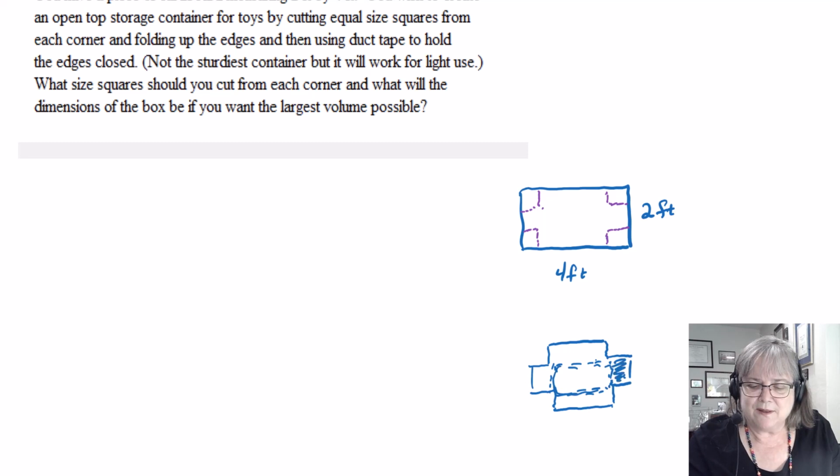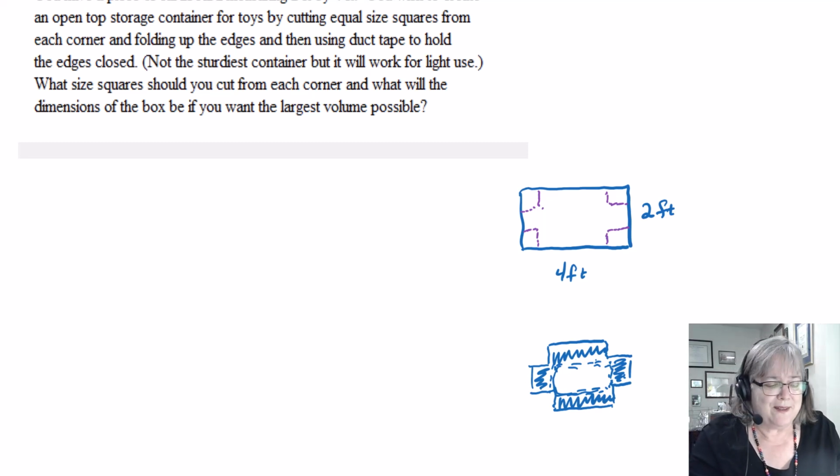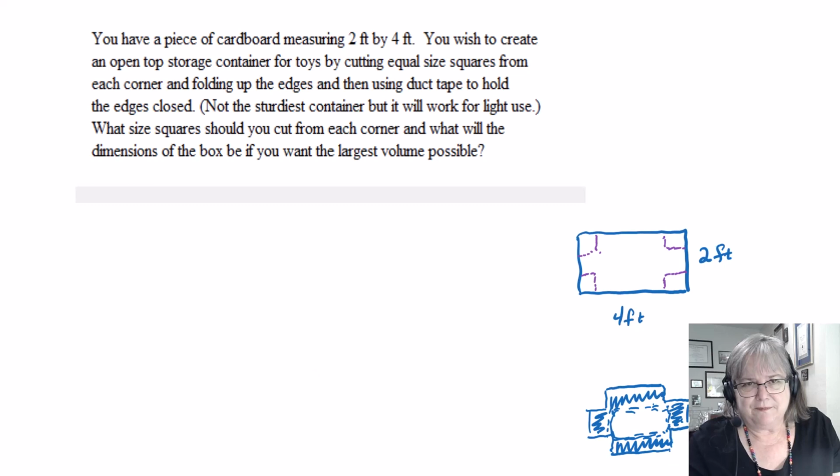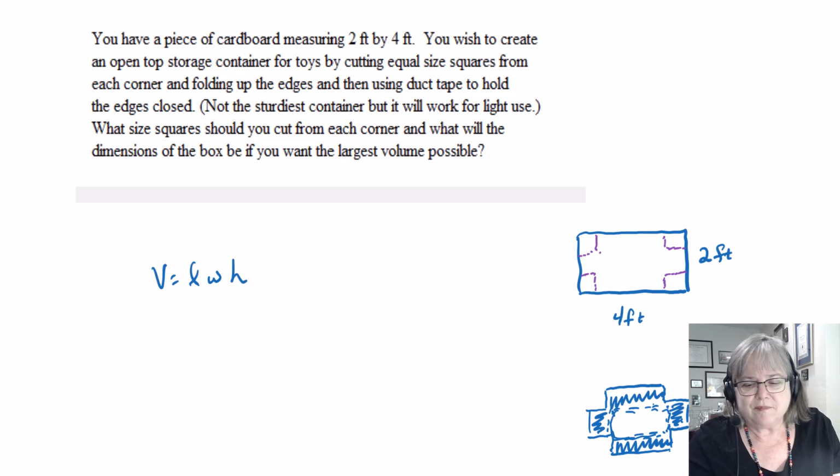So these parts are going to fold up and make a box, which again, the edges just come together like this. So to try to hold them together, I guess you'd be looking at duct tape. All right, now, the goal here is to maximize the volume. So the volume is the length times the width times the height. And they want you to cut a square off of each end. So this would be x by x, because we don't know how big we want it to be. So let's just call it x.